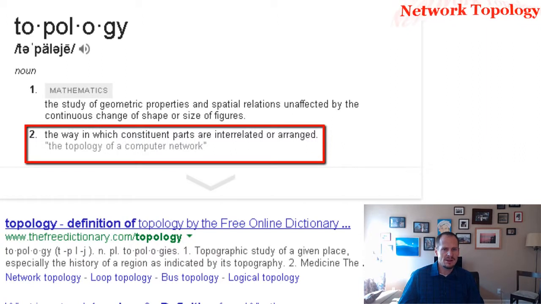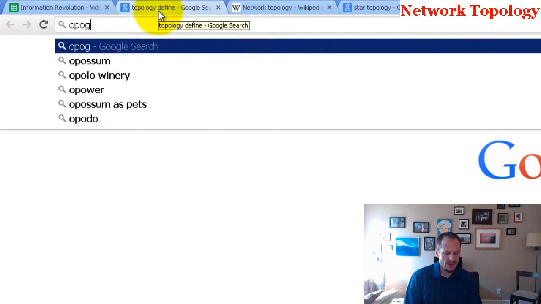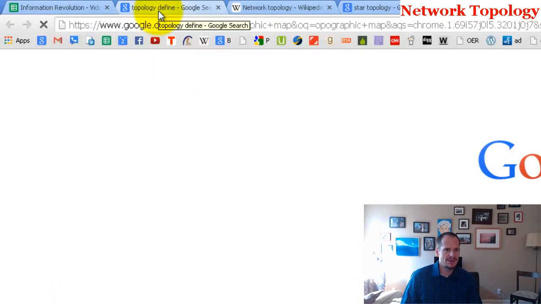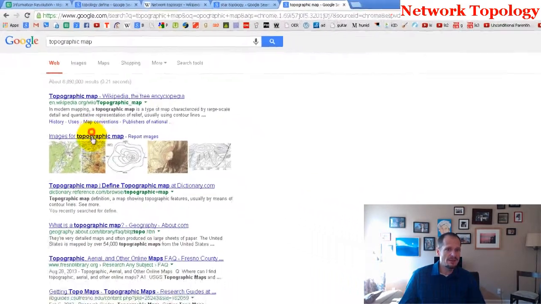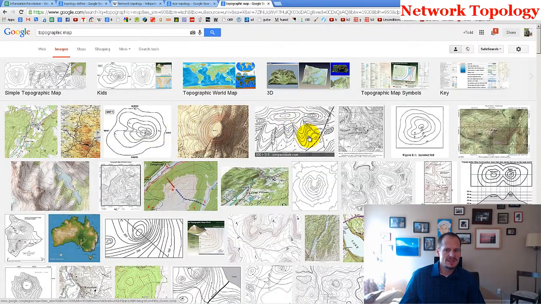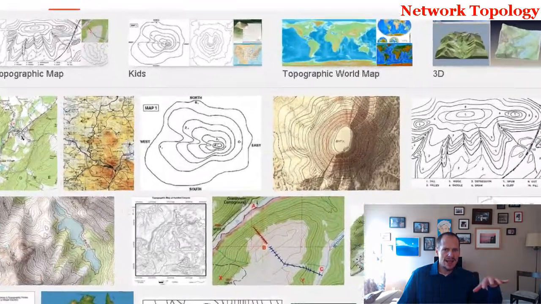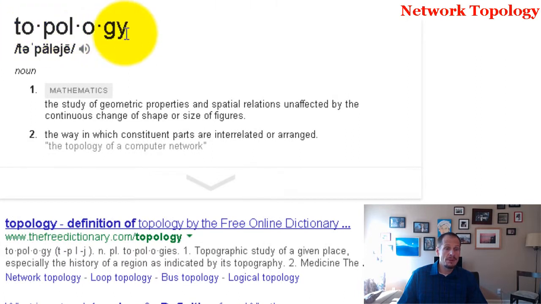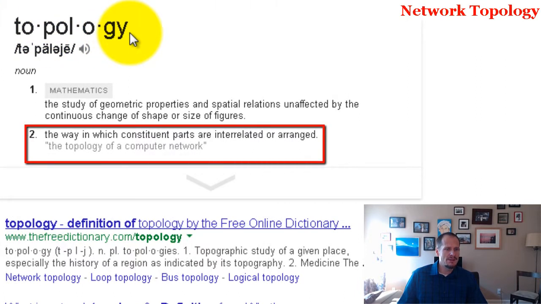Topology is how we physically arrange things when we connect them. To remember the word topology, think of how things are physically arranged. Think about a topographic map. A topographic map is a map where you see changes in elevation and things like that, the contours of the land. So topographic maps show how the land is laid out, and a topology is how the network is laid out, how we physically lay it out.